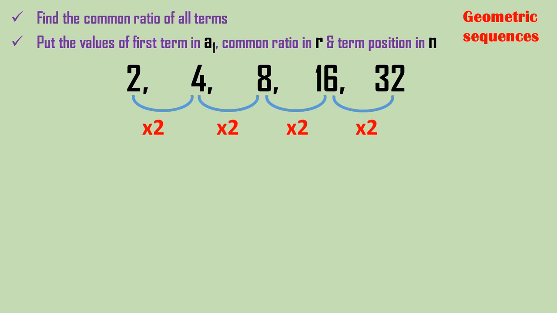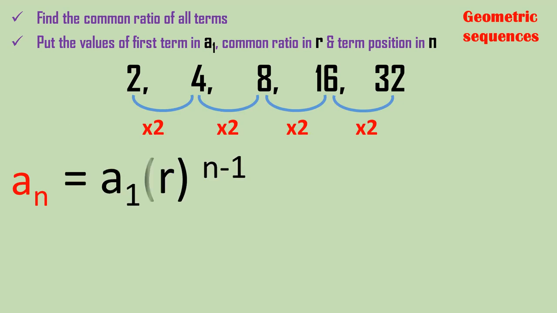So first, we need to find the common ratio between these different numbers. And second, we need to figure out this formula. So that's the nth term formula. That is equal to A1 times R, where R is the common ratio, raised to the power n minus 1. Here, A1 is your first term value. This is 2. And R is the common ratio, that's 2. And n is the term number.